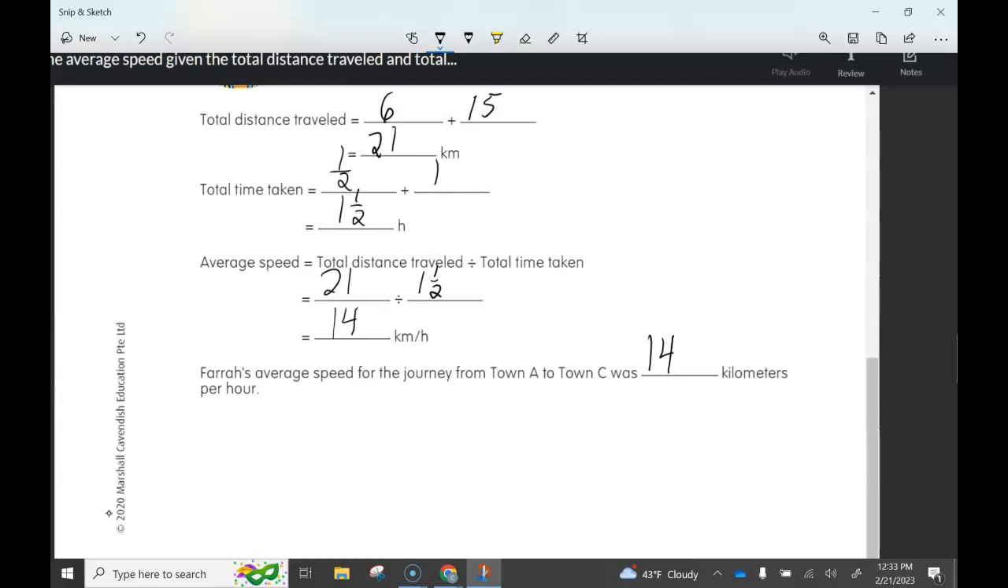Just remember, whenever you're trying to find average speed, you take the total distance traveled and divide it by the total time taken, and that'll give you your average speed every single time.